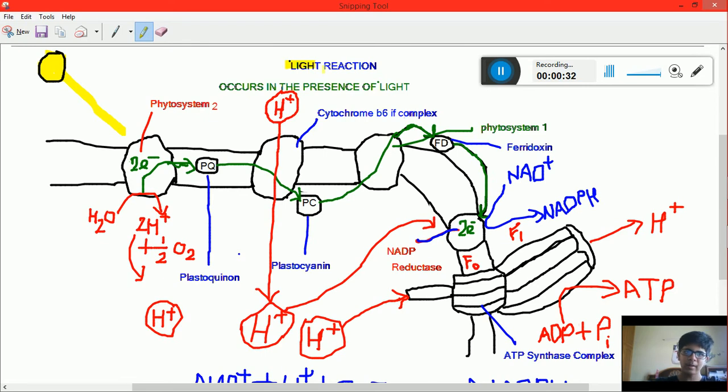So what is light reaction? What is the main difference? As I've told you in the previous videos, light reaction occurs in the presence of light, whereas dark reaction occurs independent of light. So today we are going to study light reaction in detail.